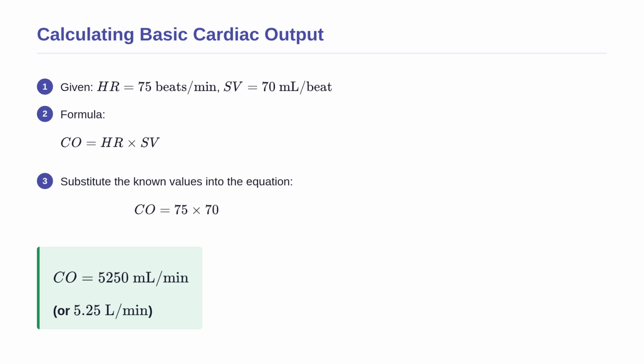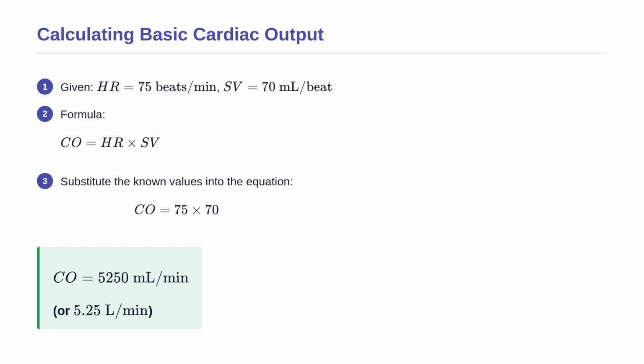Now that we have our formula, let us apply it to a basic clinical example. Imagine a healthy patient resting comfortably. We are given a resting heart rate of 75 beats per minute, and an ultrasound shows a stroke volume of 70 milliliters per beat. We are asked to calculate their total cardiac output.